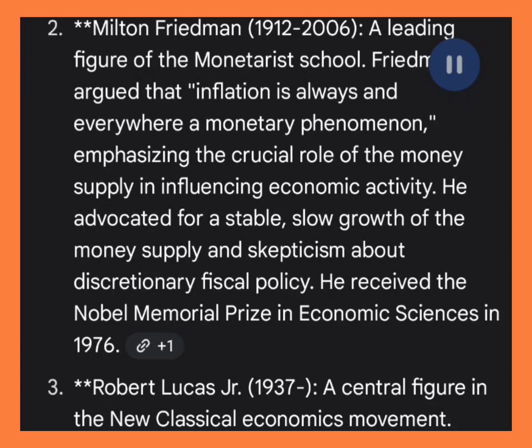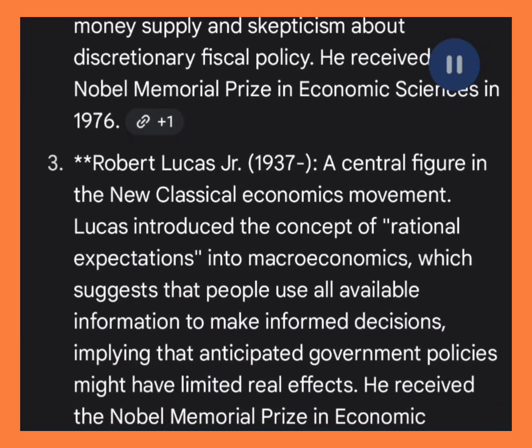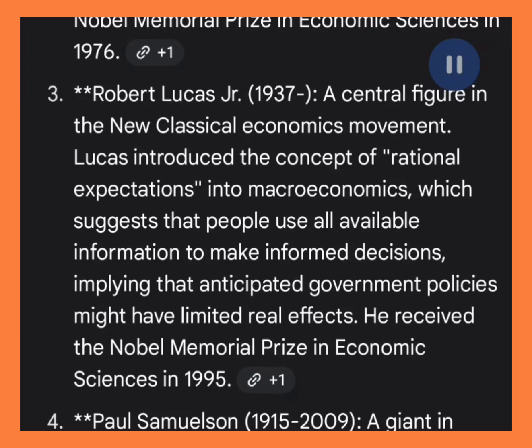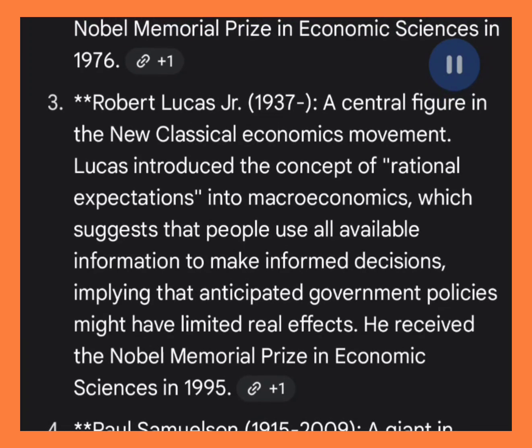3. Robert Lucas Jr., born 1937, a central figure in the new classical economics movement. Lucas introduced the concept of rational expectations into macroeconomics, which suggests that people use all available information to make informed decisions, implying that anticipated government policies might have limited real effects. He received the Nobel Memorial Prize in Economic Sciences in 1995.